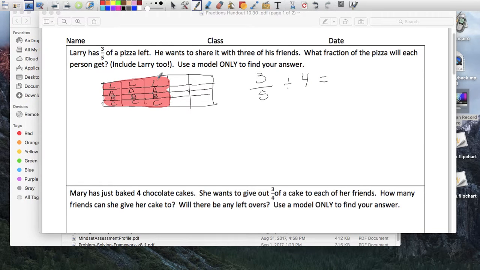So what did Larry get? Well, Larry got 1, 2, 3 slices out of a total of how many? 1, 2, 3, 4, 1, 2, 3, 4, 5 out of 20. So each friend got 3 out of 20. Friend A got 3 out of 20. Friend B got 3 out of 20. And friend C got 3 out of 20 as well. Okay, so just by modeling, you could tell that the answer was 3/20.